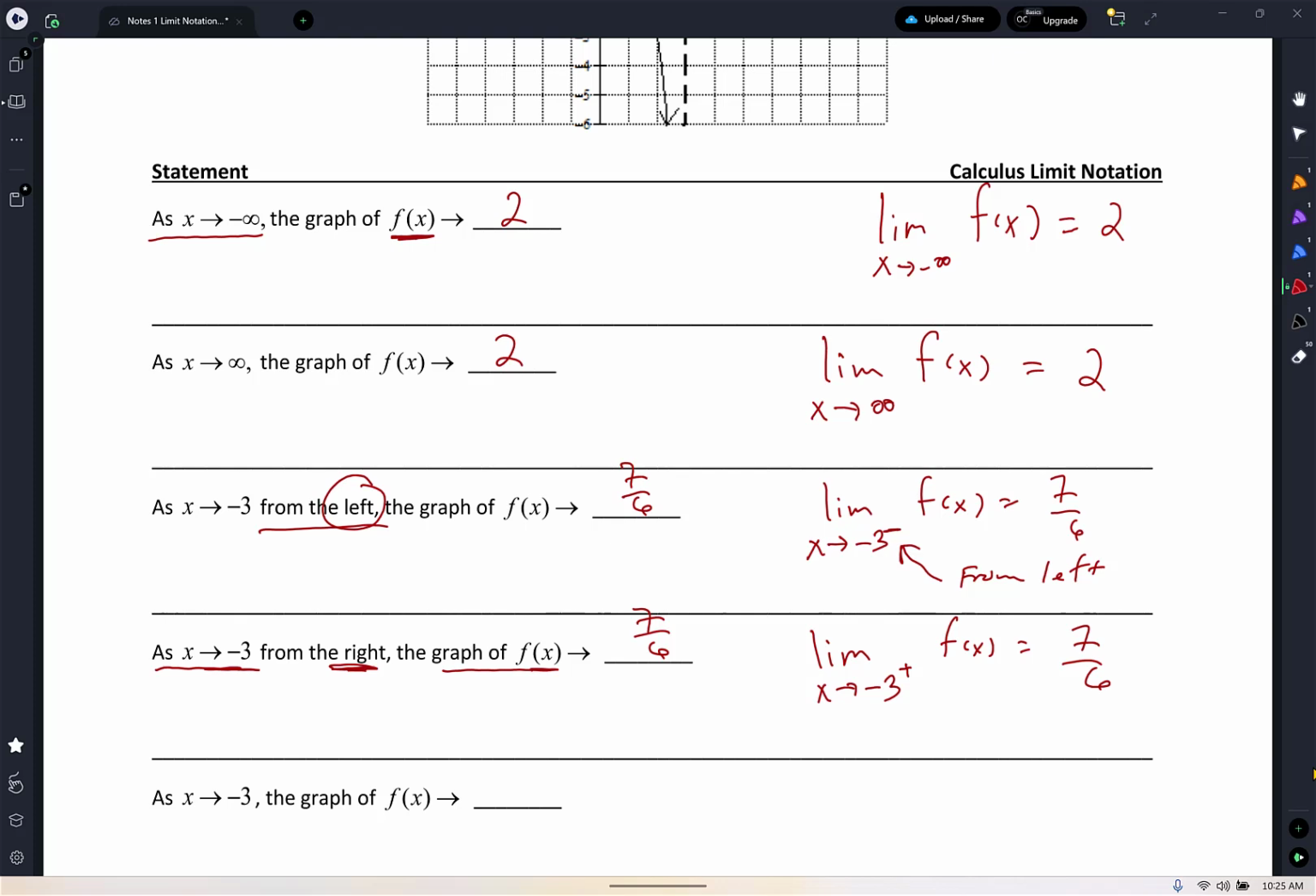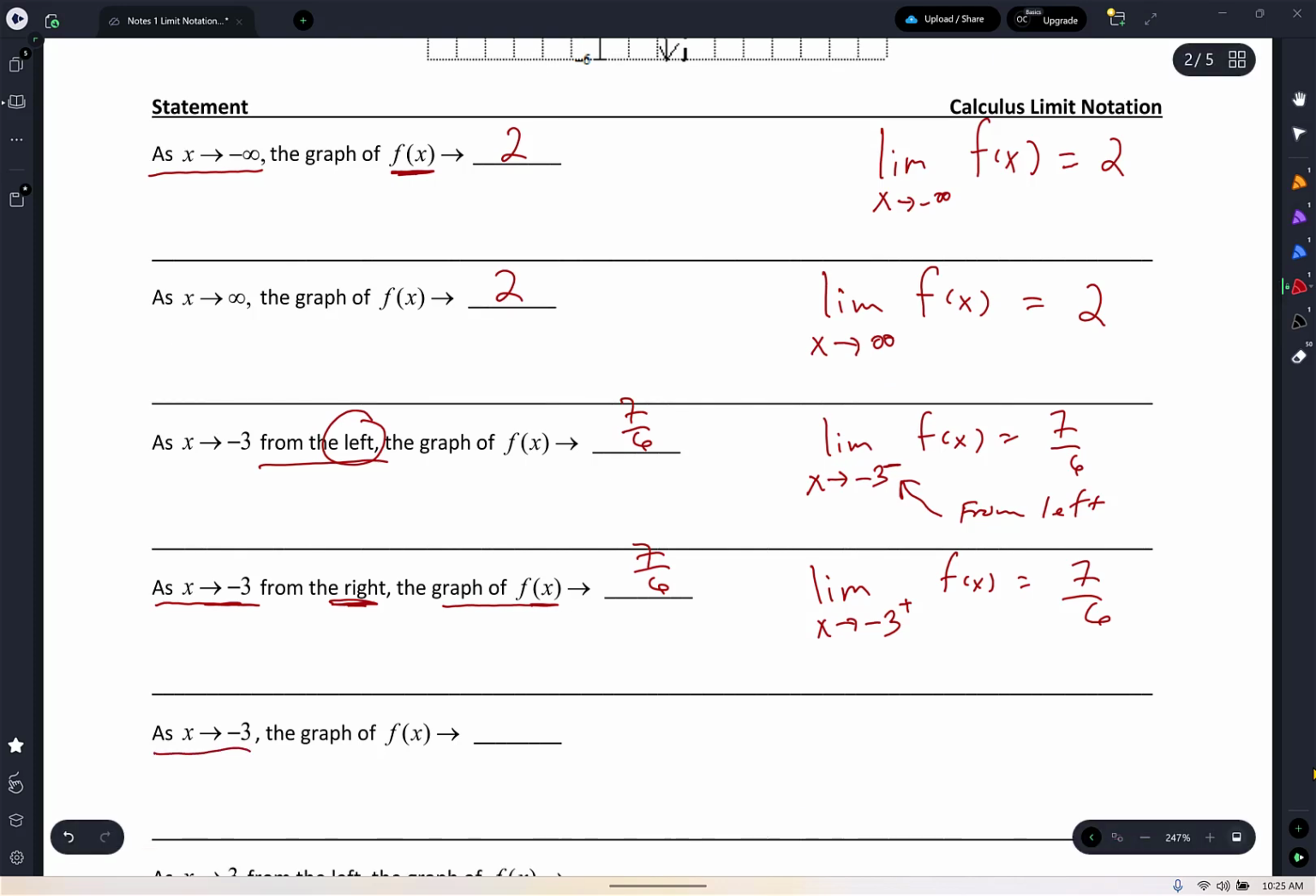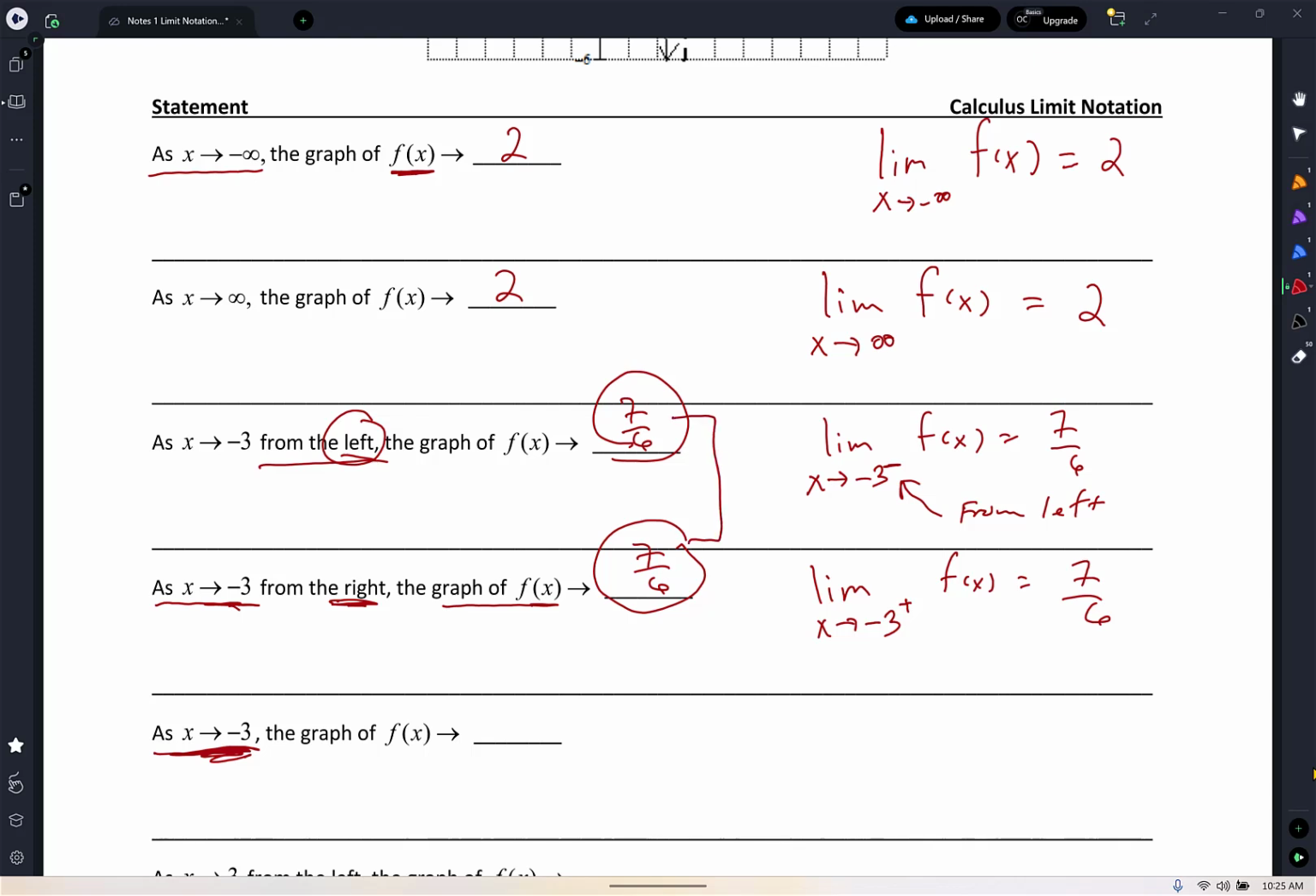Well, in this case, it does. Look, notice this one says as x approaches negative 3, the graph of f of x, well, if I approach from the left, it's this y value. If I approach from the right, it's the same y value. Are the y values the same? Because the y values are the same, the limit does exist, and it is 7.6. You can write limit as x approaches negative 3, and there it is, no plus or minus symbol, because that means both directions, and it does equal 7.6.